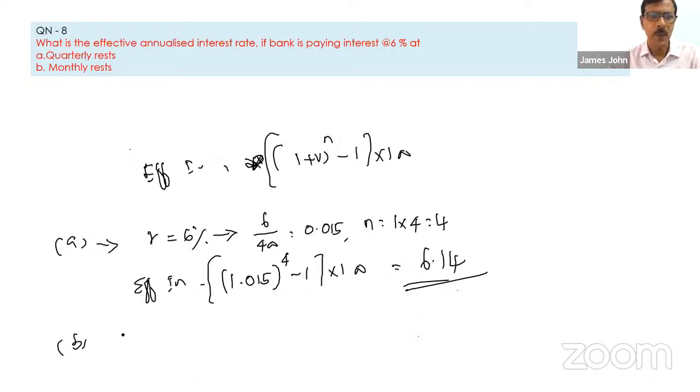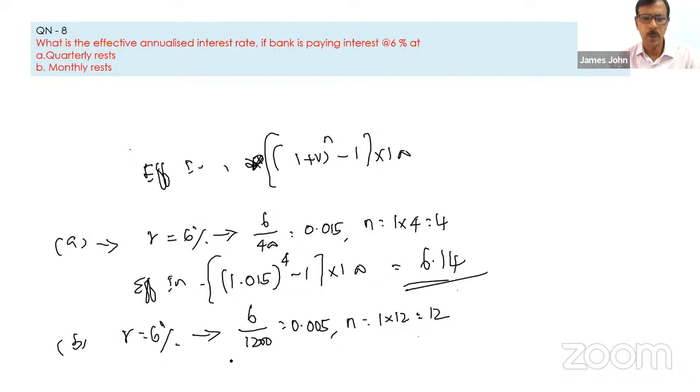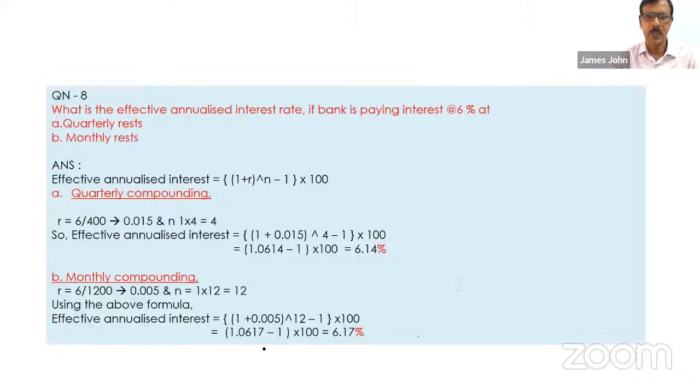Now, for B, what is B? Monthly rest. So R is equal to 6% means monthly rest means 6 by 1200. How much are you getting? 6 by 1200 is 0.005. And n is 1 into 12. That is equal to 6.16, rounding off 6.17. Can I go to the next one?